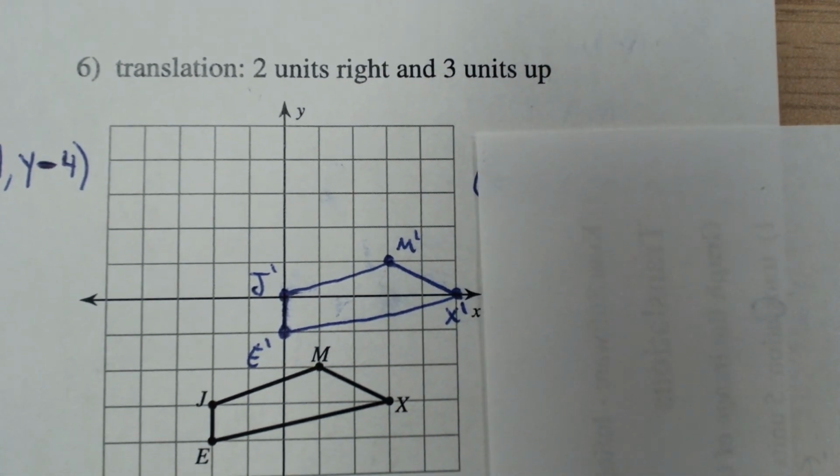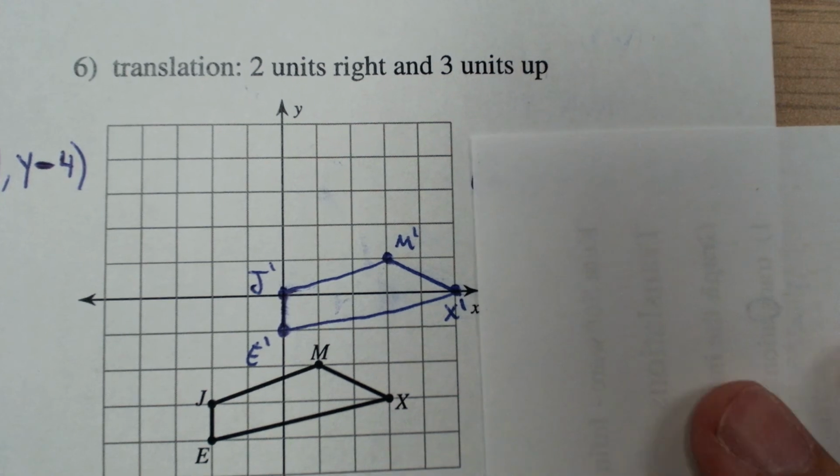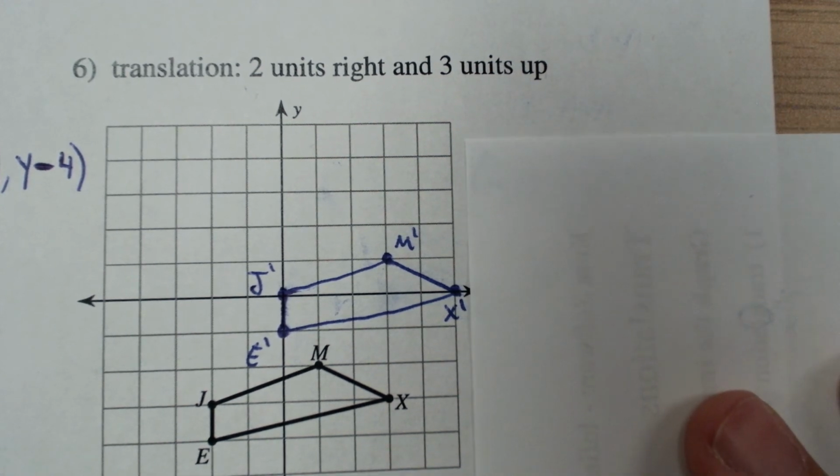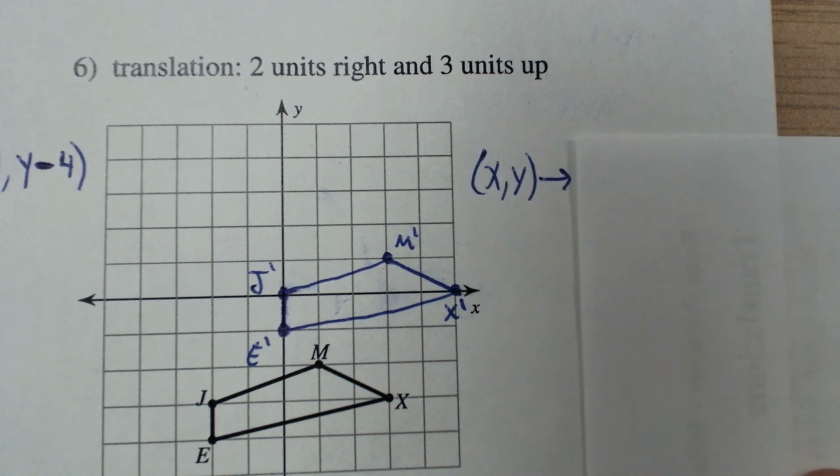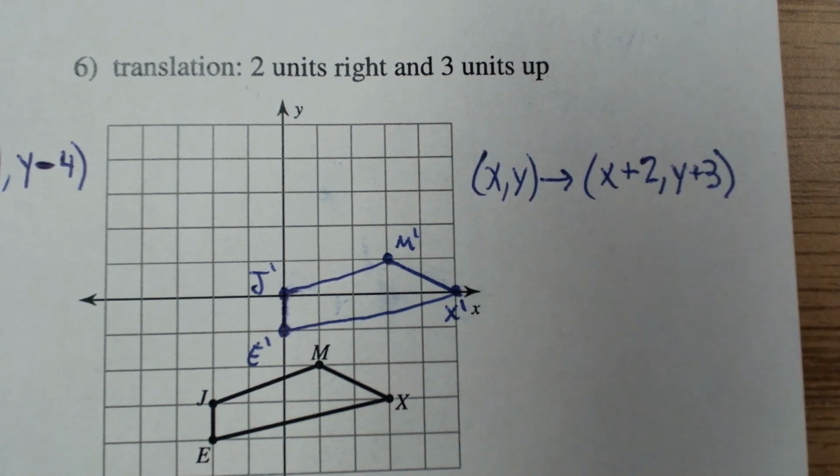Notice there's no difference when you have 4 points or 10 points or anything. You still just do them one point at a time, the way that it says to move them. And your rule would be x plus 2 because you went right, and y plus 3 because you went up.